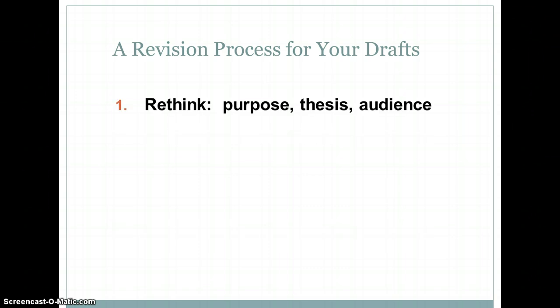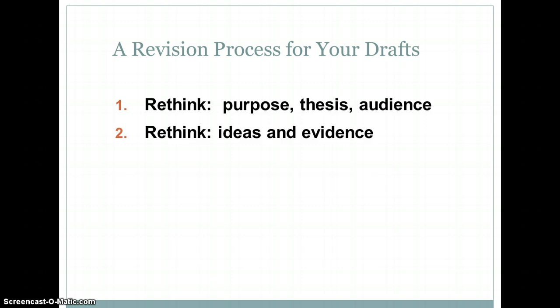Rethink. The first thing you should always do is rethink when you go to revise a piece of writing. What is its purpose? What is the thesis if it's an essay? What is its main point? Or what are you trying to convey to your reader? And who is your reader? Really, what you write and who your audience is need to go together. So you need to rethink your purpose, your thesis, and your audience.